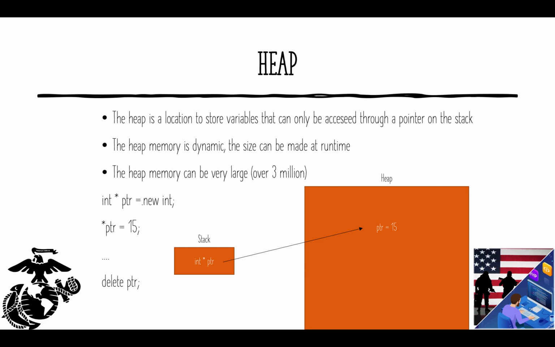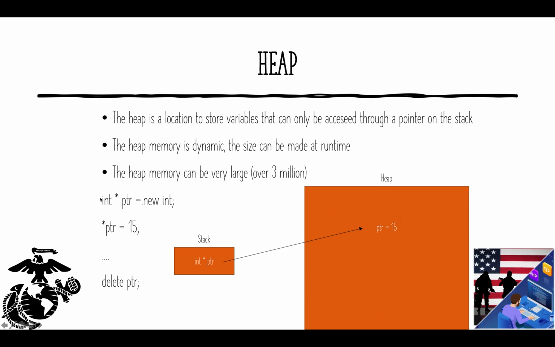For the heap, the location to store the variables can only be accessed through a pointer on the stack, and that's what we covered already. We have an int pointer, and that pointer points to a variable that sits on the heap. The heap memory is dynamic, and the size can be decided at runtime. The heap memory can be very large. I tried to depict it with the pictures. You want to think of stack memory as a rather small memory, and the heap memory as very large.